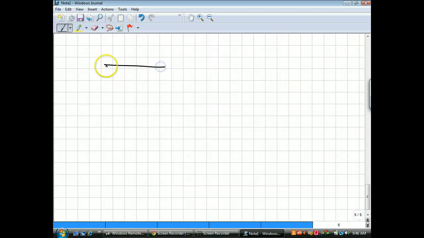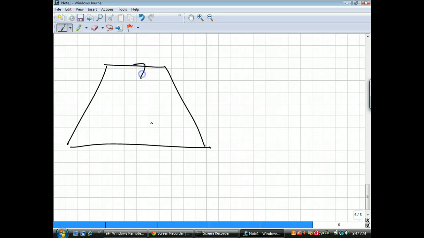Next example. Okay, we have a trapezoid. This is B, C, D, and this is A. We know this is 8. We know this is 70, and this is X. Okay. And we know that this is 8. Okay, so we know that this is an isosceles trapezoid, so we know base angles are congruent. So we know that this has to be 70.